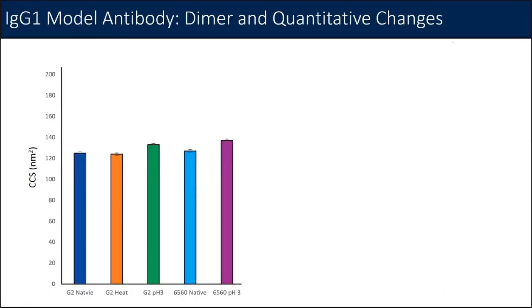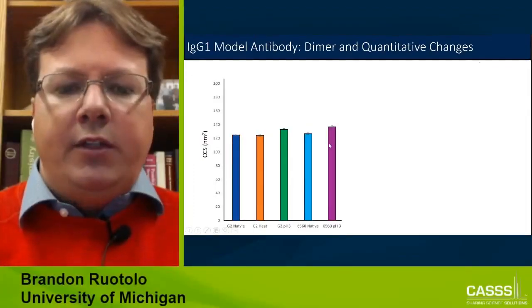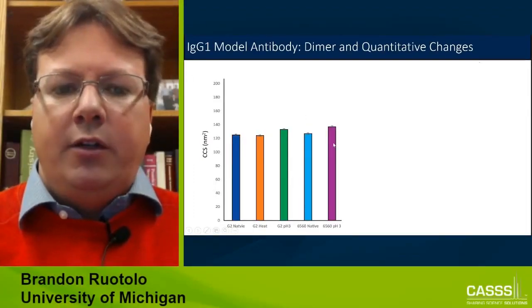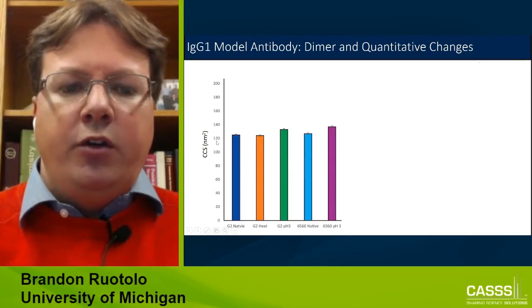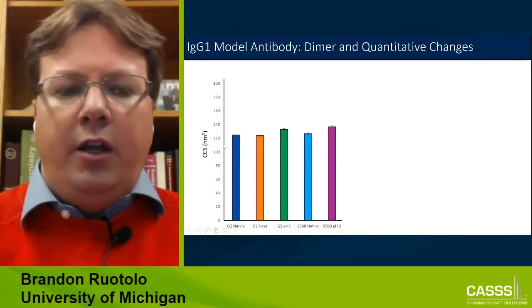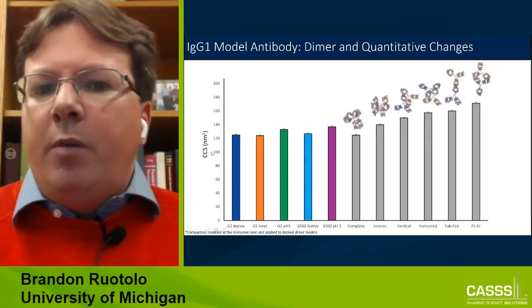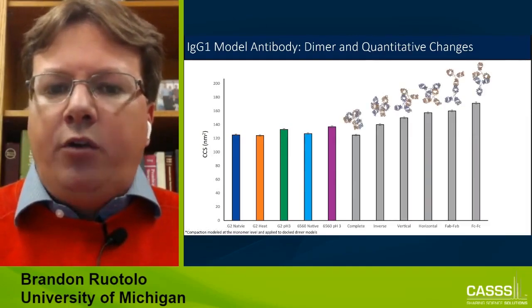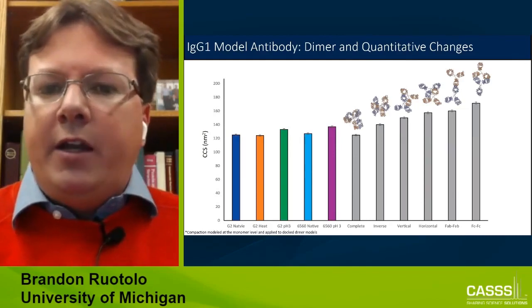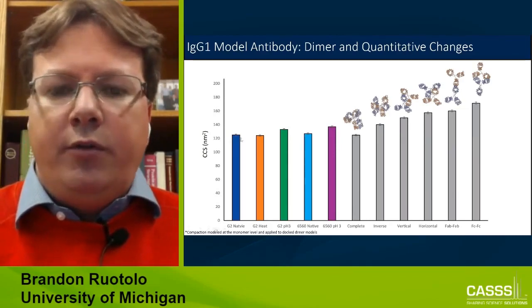Again, the end of the road here was always going to be aiming at dimer structures. These are dimer cross-sections recorded across both the SYNAPT G2 and the 6560 across a couple of different stress conditions, and they range from about 120 to about 135 square nanometers. We were able to develop a number of different dimer models created from those EM data archetypes that I showed you a few slides back.